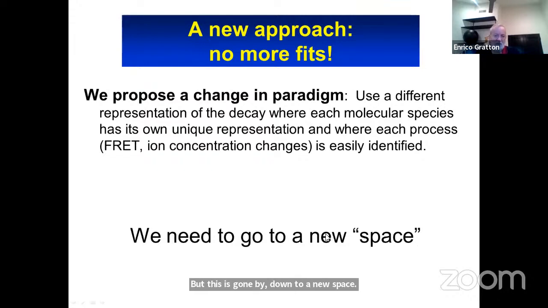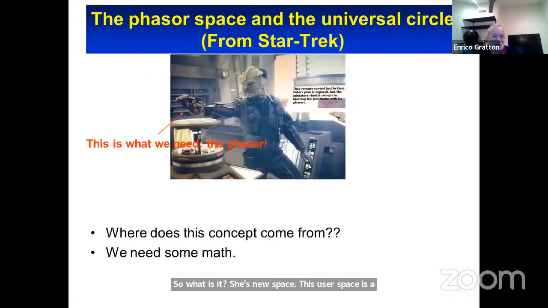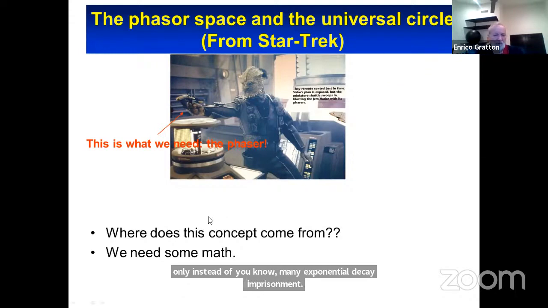This new space is similar to Star Trek, where we have a gun that is powerful enough to reach everyone in every place. If we transform the data and go into a different space, then we can have a very simple representation of the decay. Each component, each decay, will have one point only instead of many exponential decays and exponential factors. And where is this concept coming from?